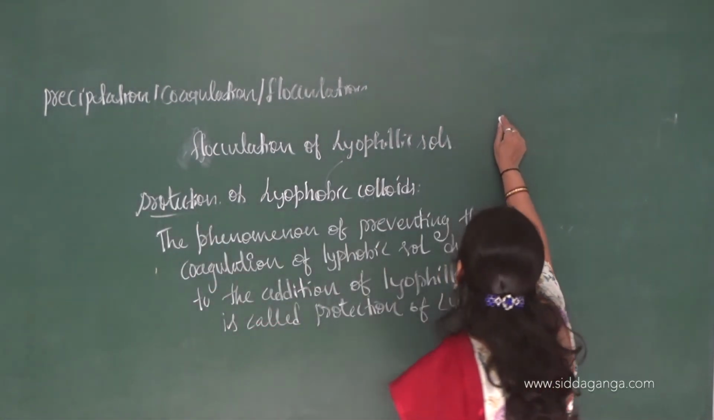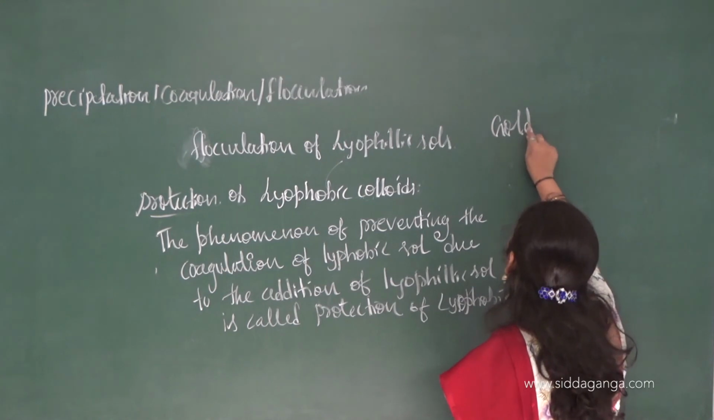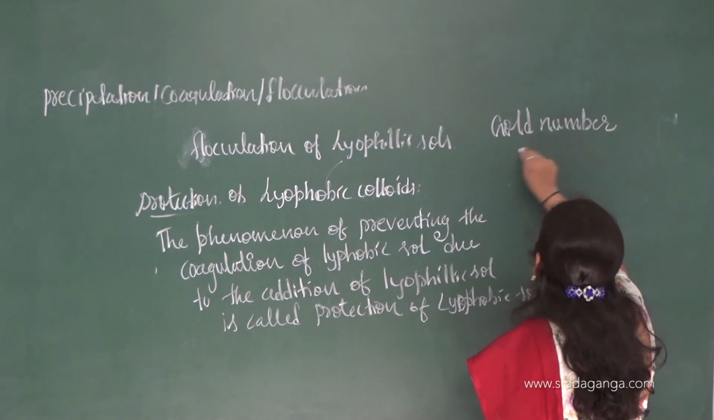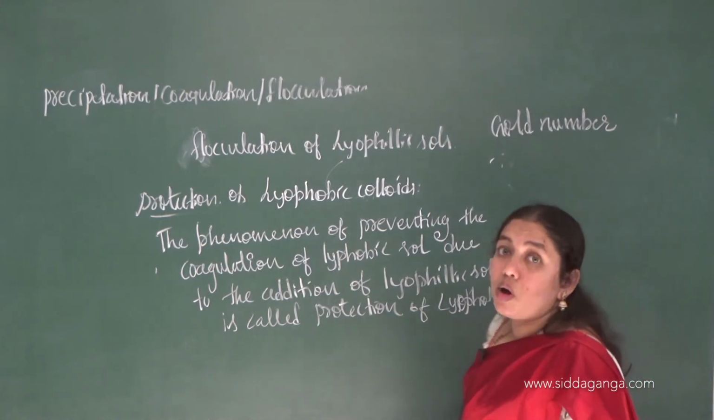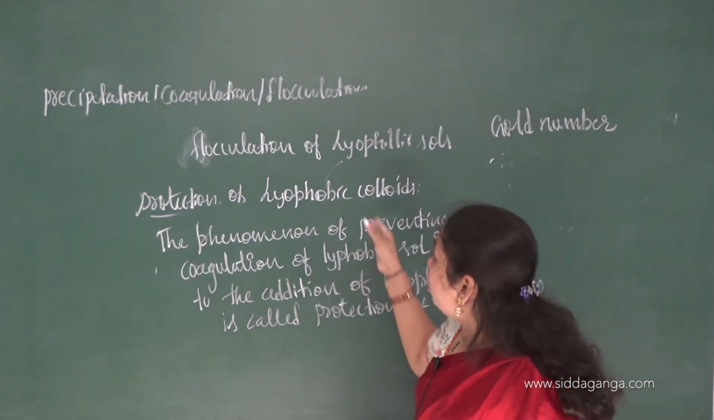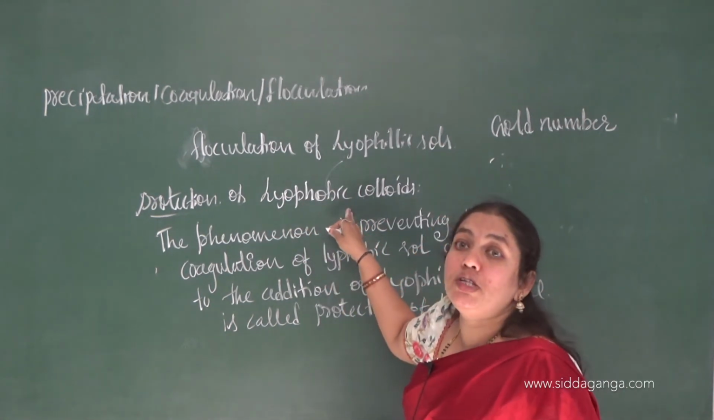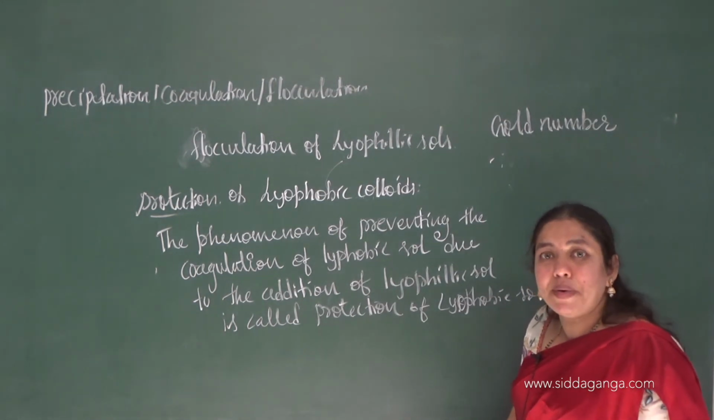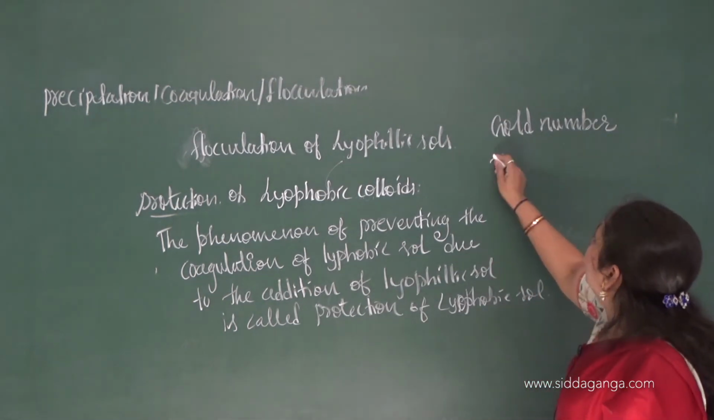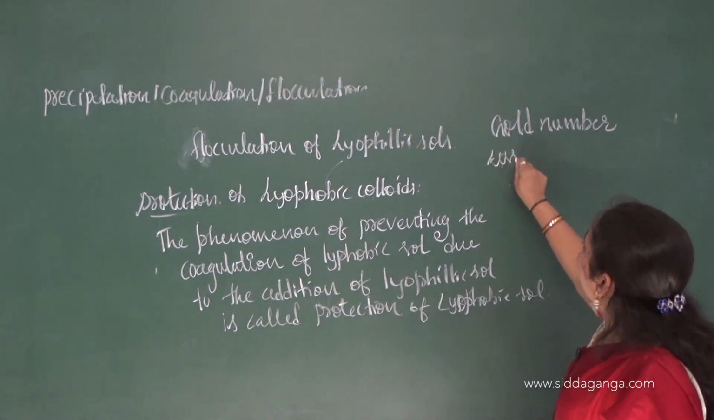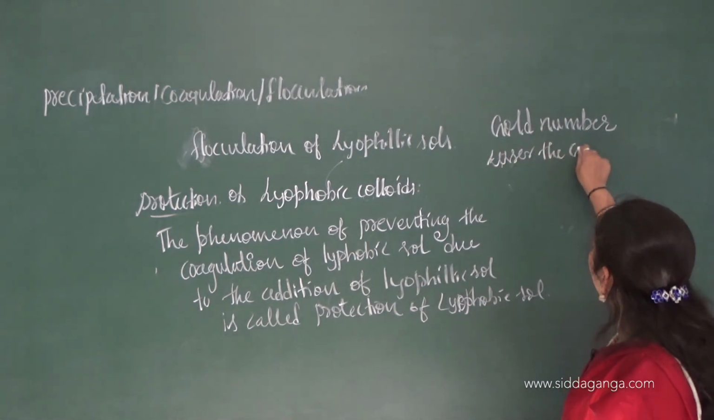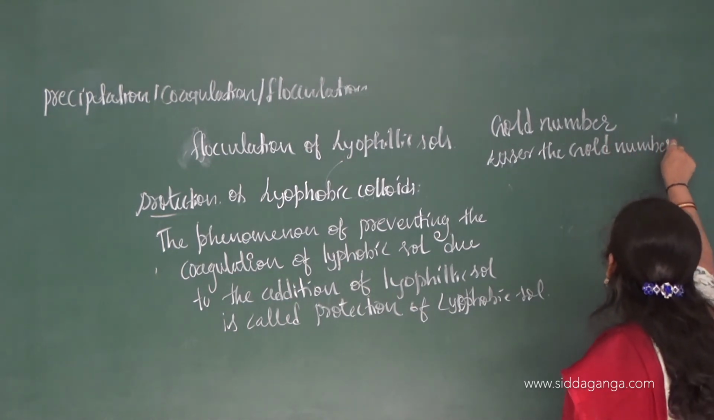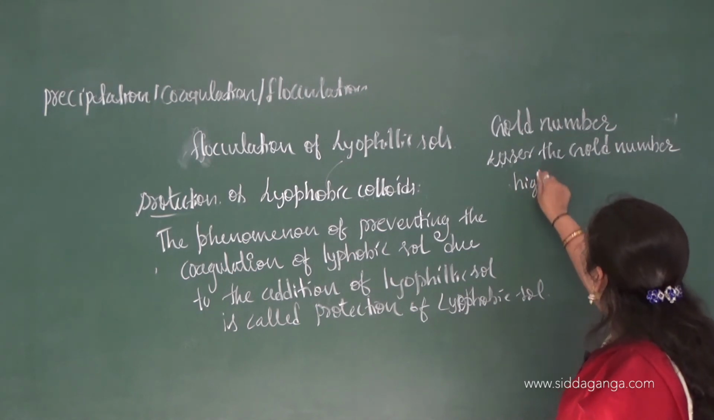That number is called the gold number. It is not there for your board. So gold number, what is this? This is the ability of a lyophilic sol to protect the lyophobic sol from coagulation or precipitation. Simply you can note it down. So the lesser the gold number, the higher will be the protection.